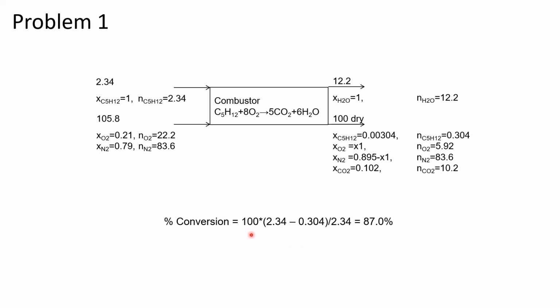The percent conversion is just going to be given by 100 times the moles of pentane that were fed minus the moles that leave, which gives us the moles that reacted, and we'll divide that by the moles that were fed. This is a pretty small number, so we expect the conversion to be pretty close to 100%. If we take the moles fed minus the moles that leave, which gives us the moles reacted, divide that by the moles fed, times 100, we get 87.0%.